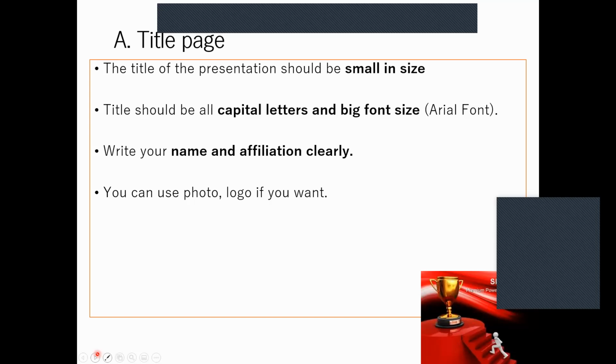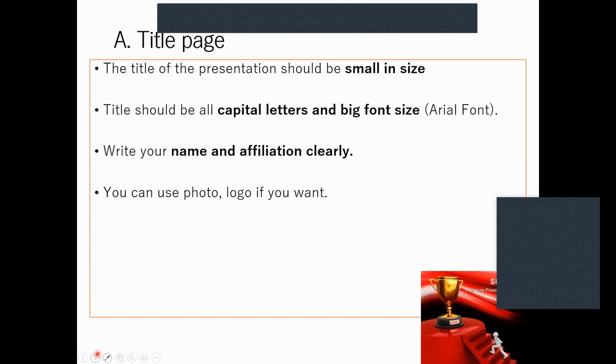You have to have a big font size. It means that when you sit at the back, you can understand what the topic is, what the title of your presentation is. So you have to make a big font size, not a small font.